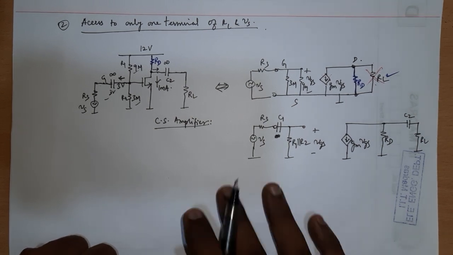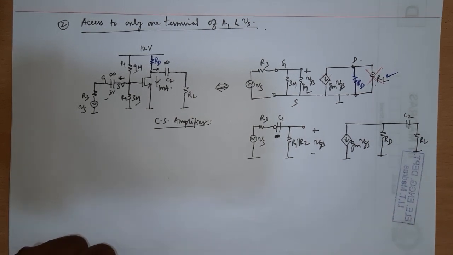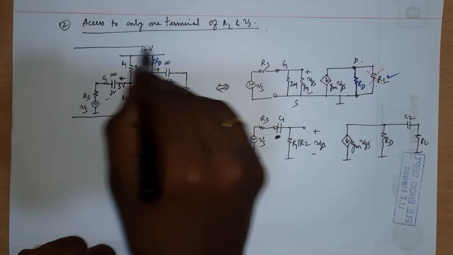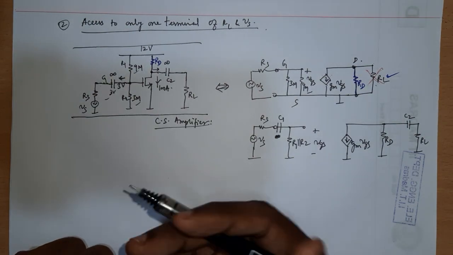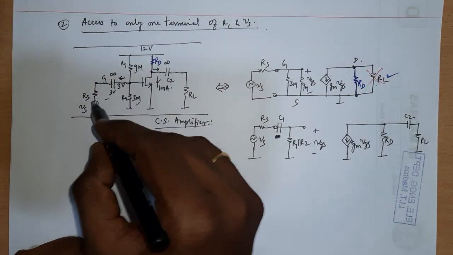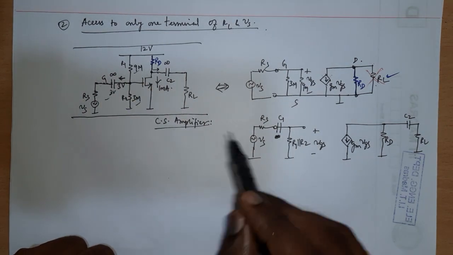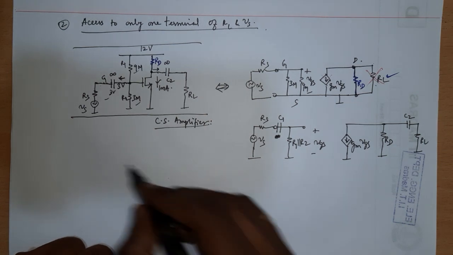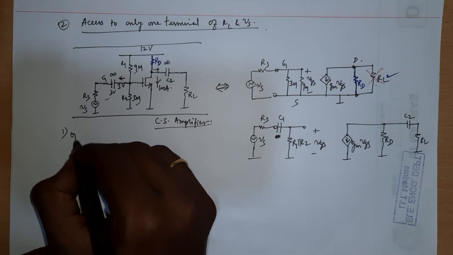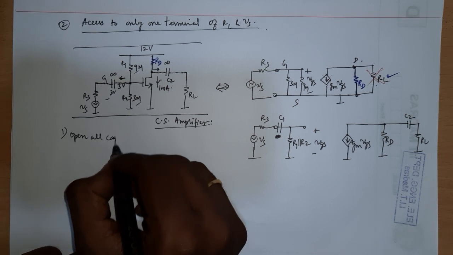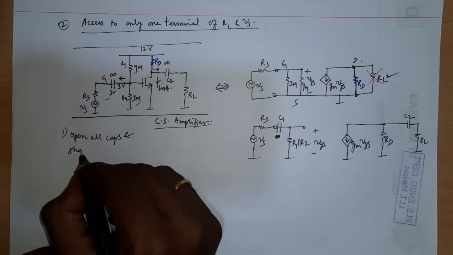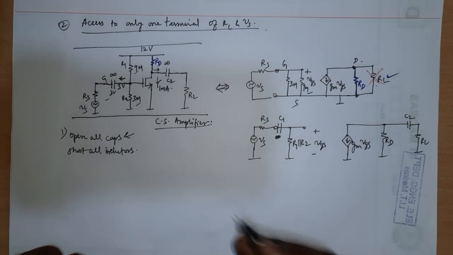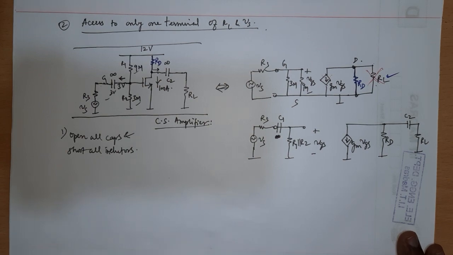So first things first, before going into any analysis, if you are given a circuit like this, you most often would not be told the parameter values and then be asked to evaluate VGS, VDS, ID and all these things. How would you do it? Okay, so the first step is that you open all caps and short all inductors. If there are inductors, you short them. If there are capacitors, you open them.